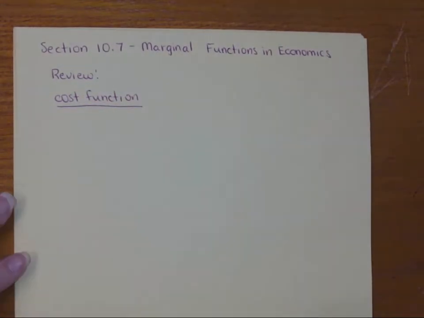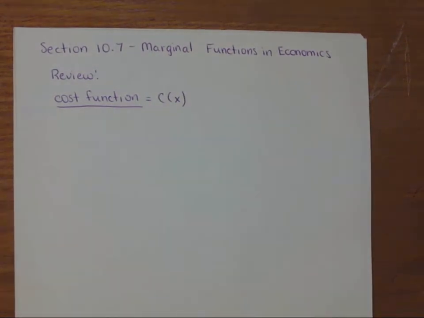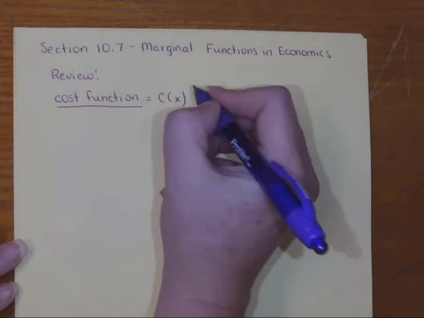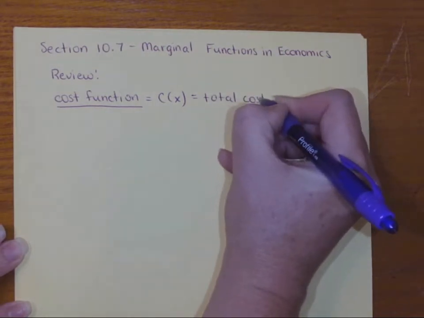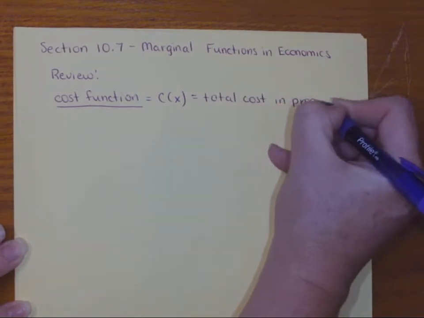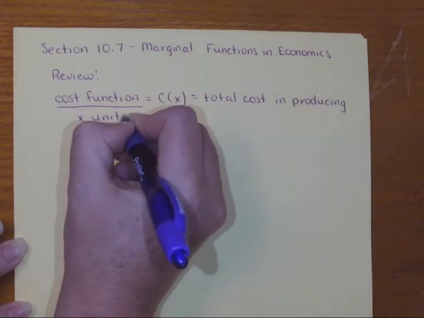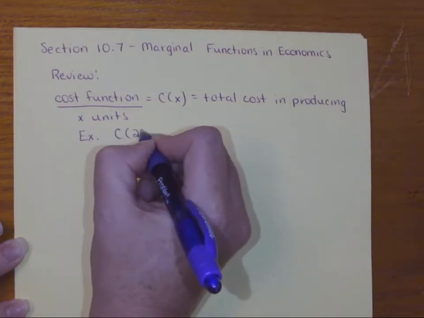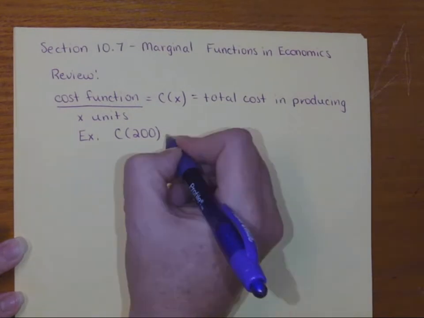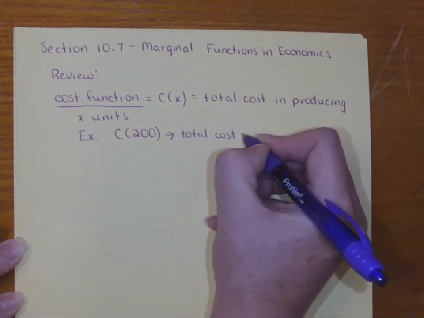So when we have a business, small business or otherwise, we almost always would want to know what our cost associated with that business is. So we call the cost function capital C of X, okay? But it is the total cost in producing X units. So an example of that notation-wise is if you're finding C of 200, that is just going to be the total cost of the first 200 units.